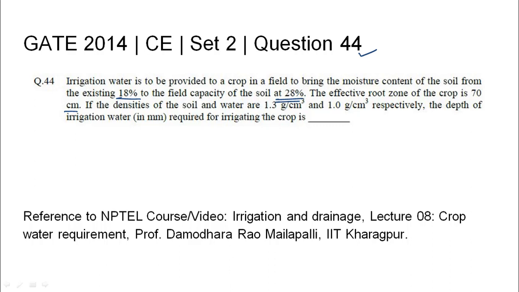If the densities of the soil and water are 1.3 gram per centimeter cube and 1 gram per centimeter cube respectively, the depth of irrigation water required for irrigating the crop needs to be found in millimeters. The relevant NPTEL reference has been listed.